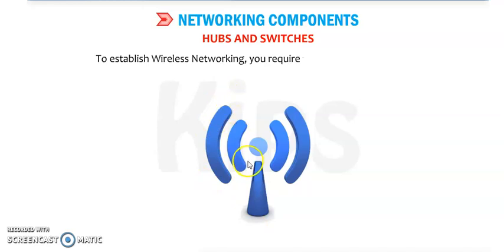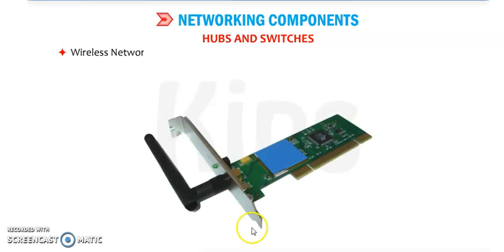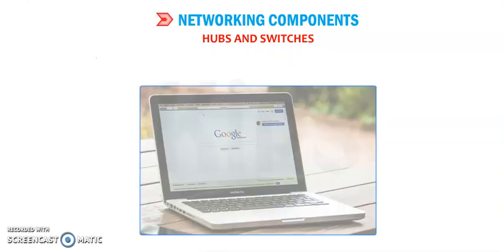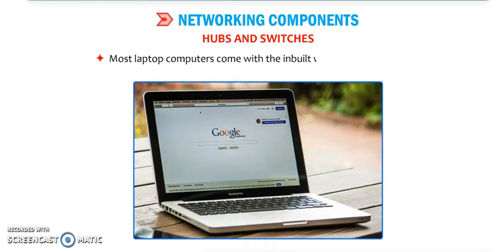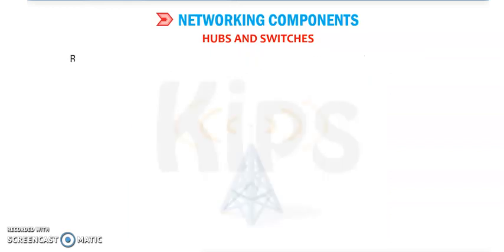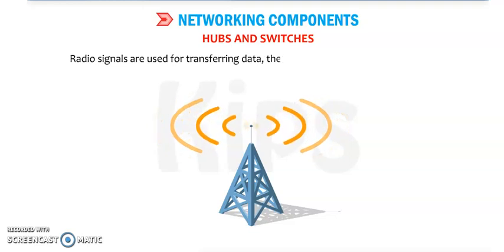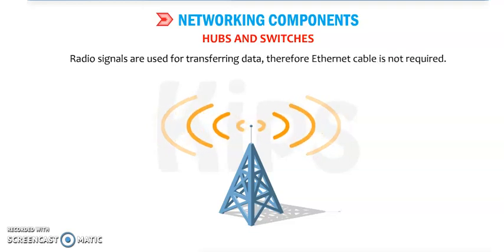To establish wireless network, you require the following components. First is wireless network card. Okay, you can see this is a card instead of a normal network card. Wireless network card is different from those that are used in the wired networks. Most laptop computers come with inbuilt wireless network cards. Then radio signals are used for transferring data. Therefore, Ethernet cable is not required.